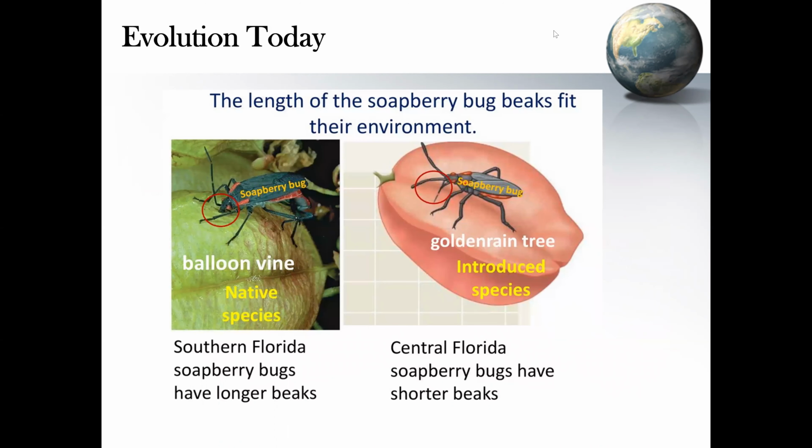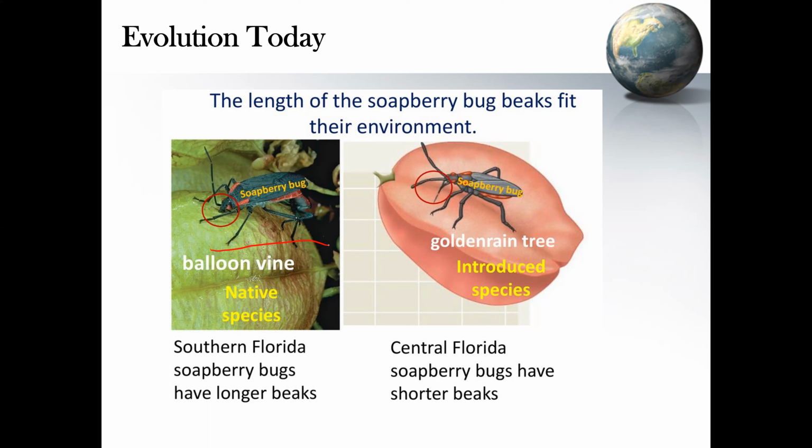Now, the last part I want to go over is an example of evolution today. So in Florida, there is a bug called the soapberry bug. Looks similar to some bugs you might see here. So the soapberry bug has a really long proboscis or feeding tube. It inserts it into the fruit of the balloon vine, and it has to insert it down to where the seeds are so that it can eat.